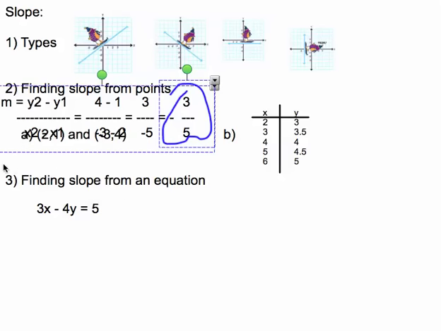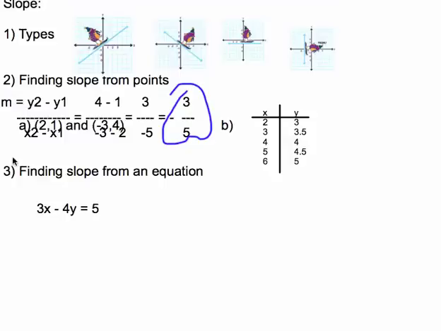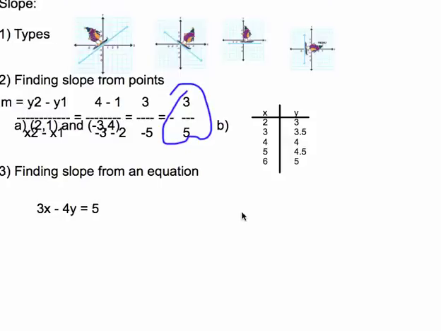Which is pretty horrible, isn't it? Let's move this. I am a mess. Alright. So you should be able to take a table of values like you see here in B, and take 2 of those points and find the slope from that. I'm going to skip over going over that, and I'm going to show you number 3, which is finding slope from an equation.